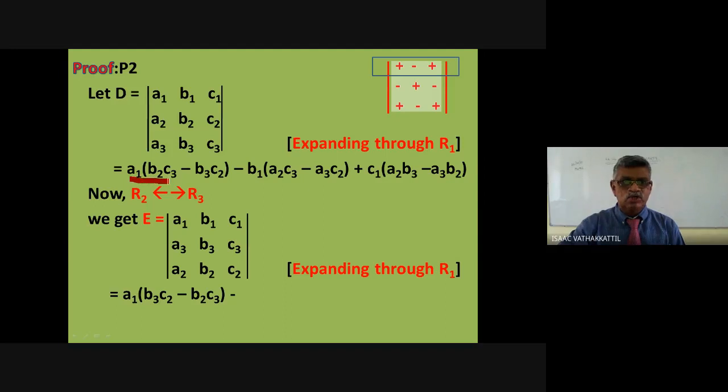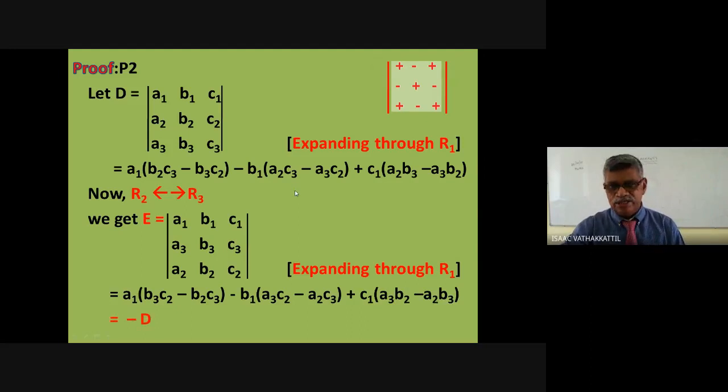This is A1 into B2C3 minus B3C2. This is A1 into the negative of that: B3C2 minus B2C3. A1 into B3C2 minus B2C3. Further, minus B1 into, next time again, B1 into A3C2 minus A2C3. Here it is A2C3 minus A3C2. That's the negative of that. Ultimately, you are getting minus D. We can easily observe, you can expand through any row or any column, but this is just easy to observe. That is why I have taken up R1 itself.